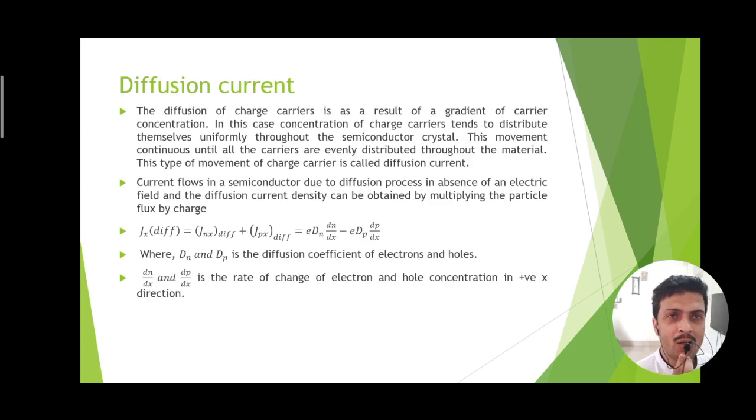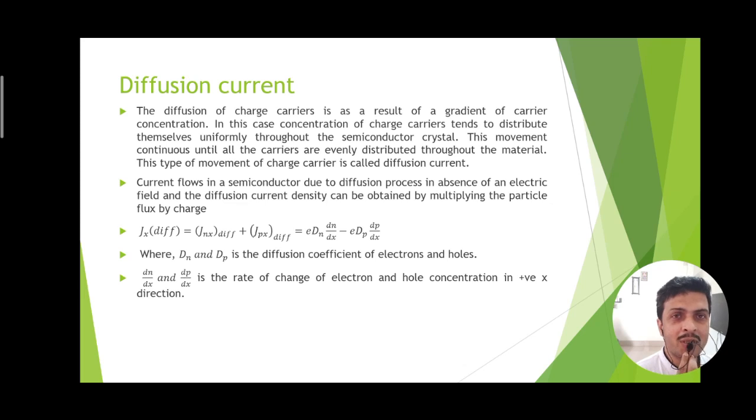The concept of diffusion current comes from the concentration gradient of the charge carriers. That is, the charge carriers are holes and electrons. Whenever they face a concentration gradient, under thermal agitation they move from one place to another so that the concentration balance may be achieved.